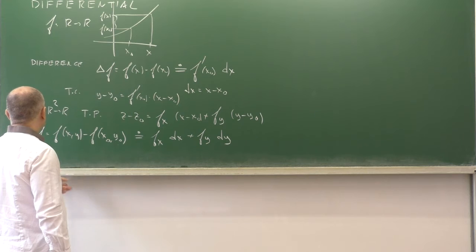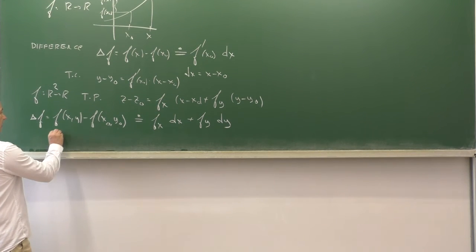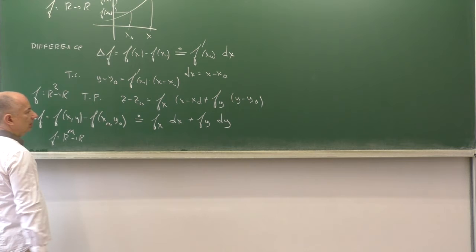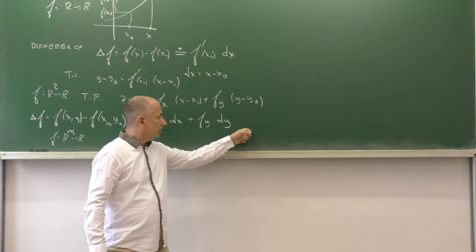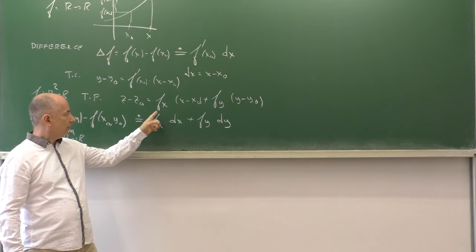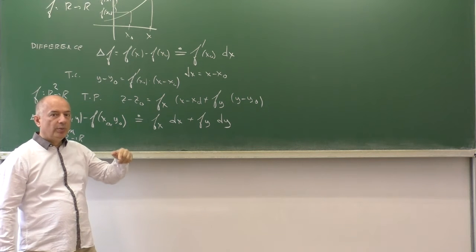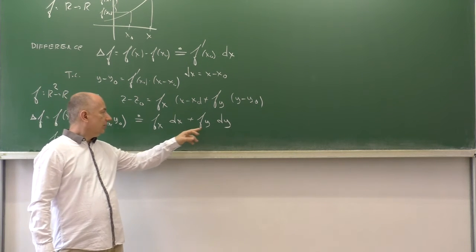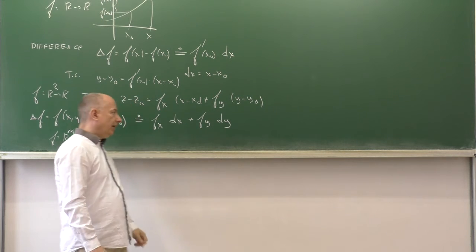Well, and we can easily generalize this to a function from R^n to R. Here we have just n terms, each of them in the form of the product of the partial derivative with respect to the first, second, third, and so on variable, times the differential of the corresponding variable.